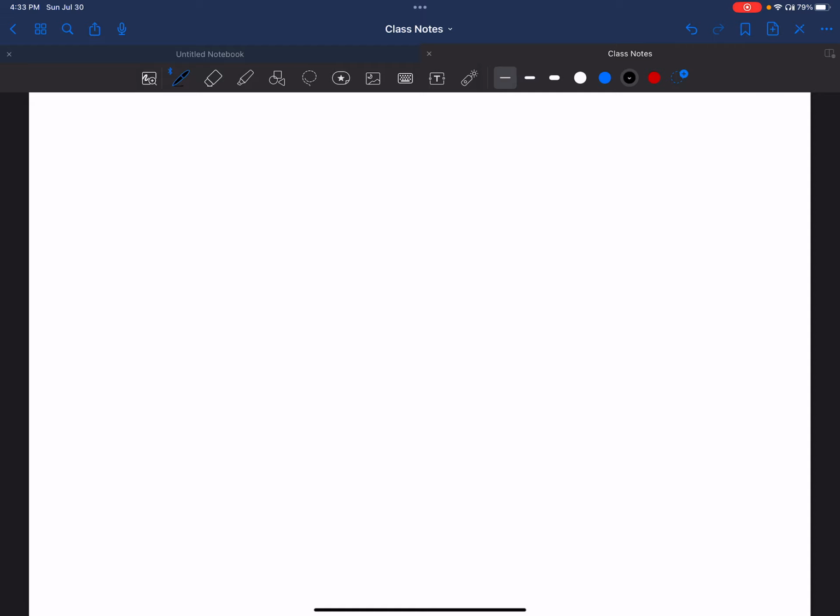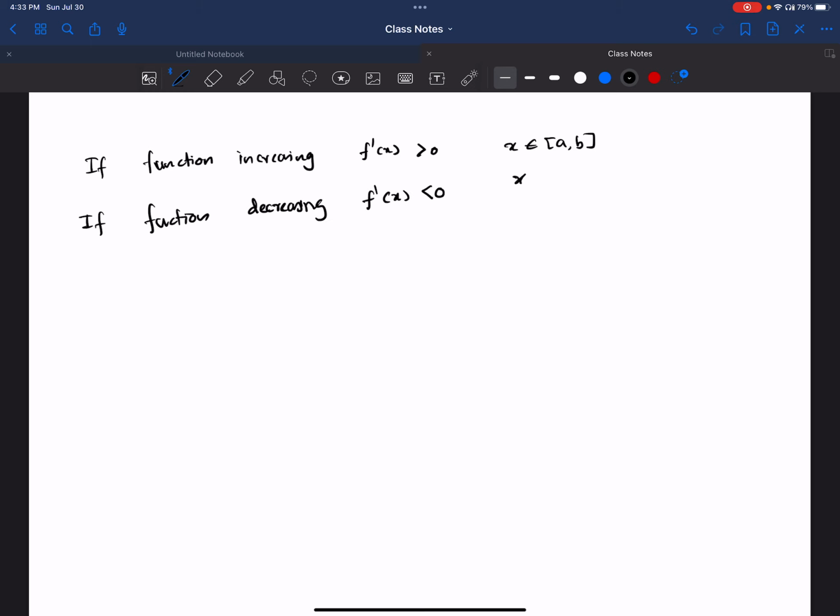So we know that if a function is increasing, its derivative f prime of x is greater than 0 for a given interval a b. If a function is decreasing, its derivative is less than 0 for the given interval a and b.